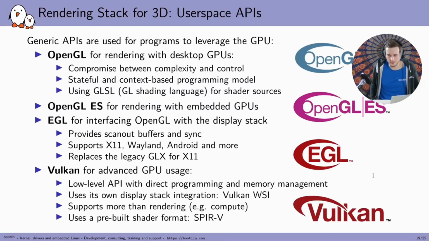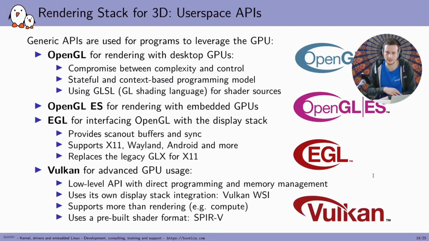Okay, so this is for the kernel part. Now we're going to look at the Userspace APIs for 3D rendering. There are various different APIs, and the most common one is OpenGL. OpenGL is in charge of providing a generic interface for using the GPUs. So this is what the applications that want to do 3D rendering are actually going to use.